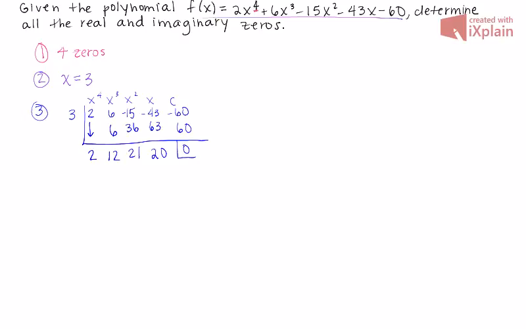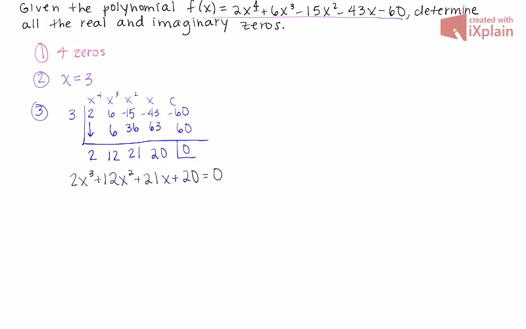The next step is to rewrite your new polynomial. As we've talked about, when you're dividing a polynomial by a linear function, your resulting quotient will always be 1 degree less. So since this started out as a quartic function, my quotient is going to be a cubic function. So I'm going to have 2x cubed plus 12x squared plus 21x plus 20 equal to 0.